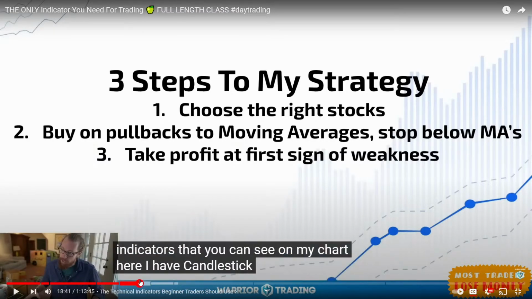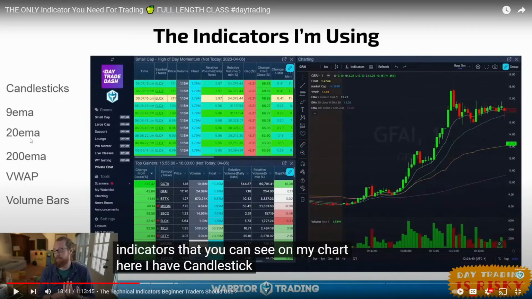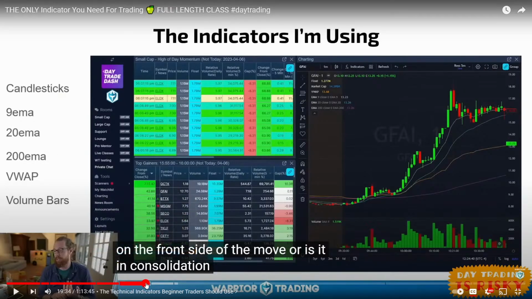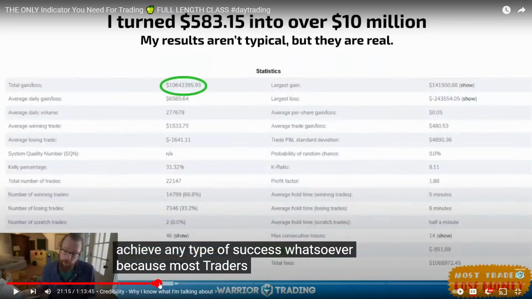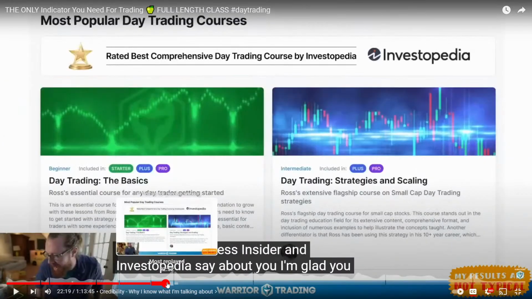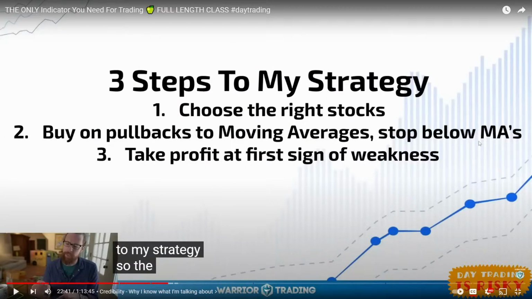So he uses the 9 EMA, 20 EMA, 200 EMA. MA, stop below MAs. I'm pretty sure the pullback is going to be the 9 EMA, but I'm not 100% sure.